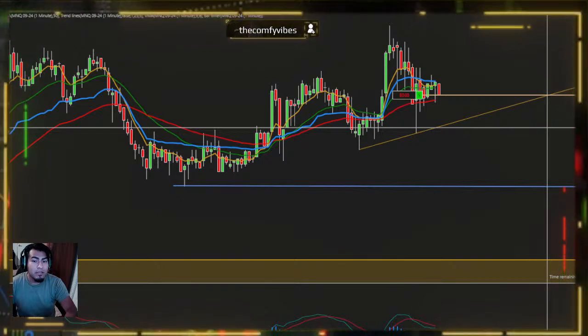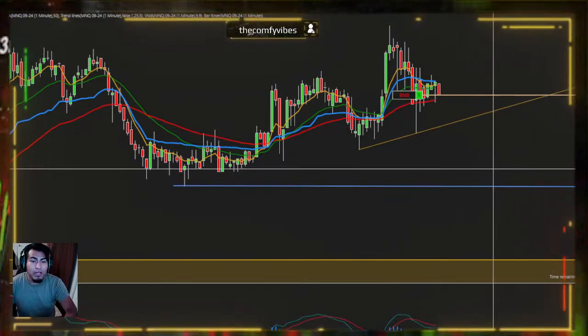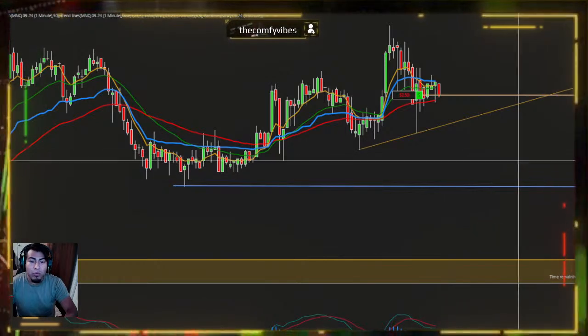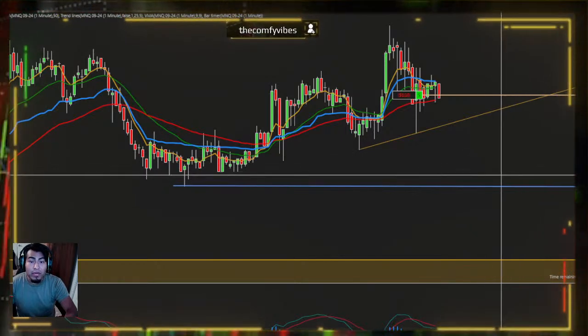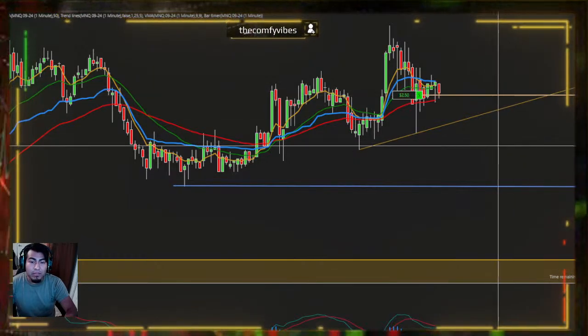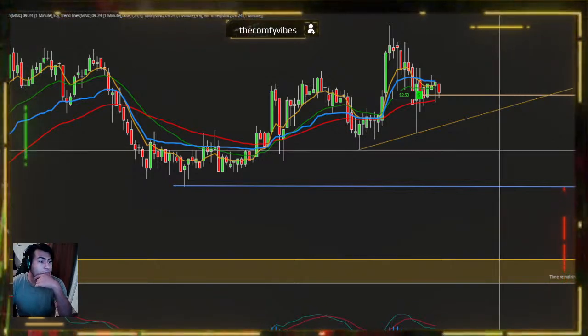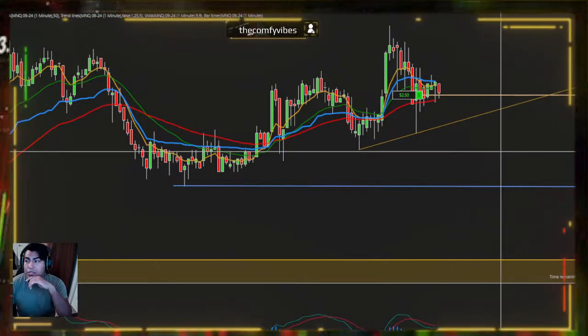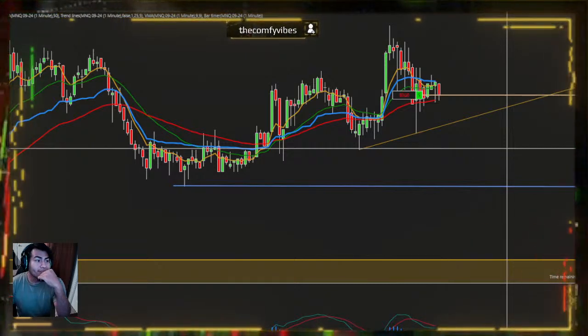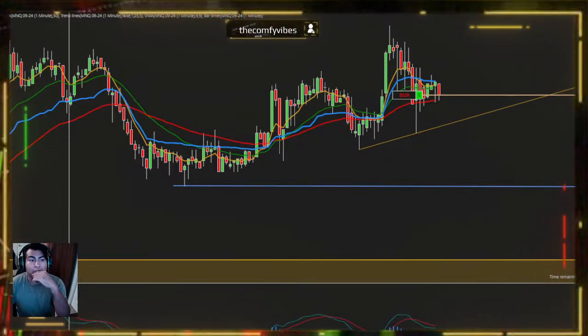If it does come below here at this area right here, I will be entering more. But I'm going to wait till it actually does go all the way down here. So that way, if I do enter, my break even comes lower. So let's see what happens here, fellas.